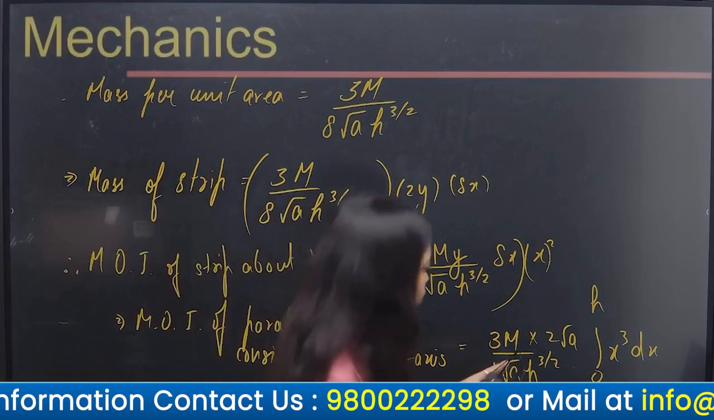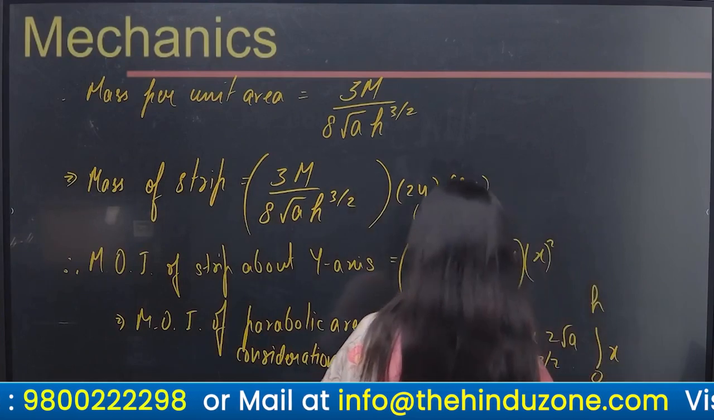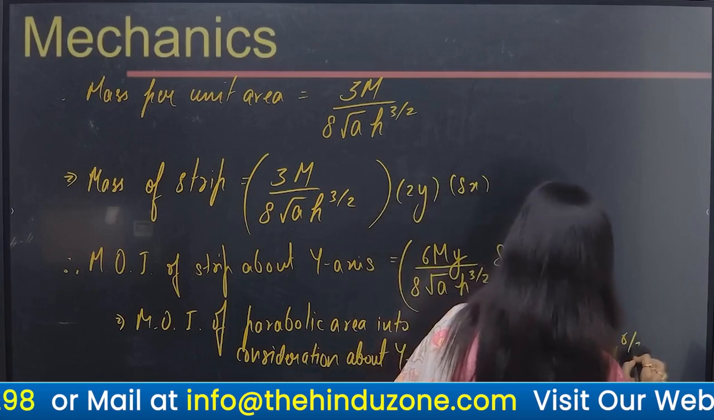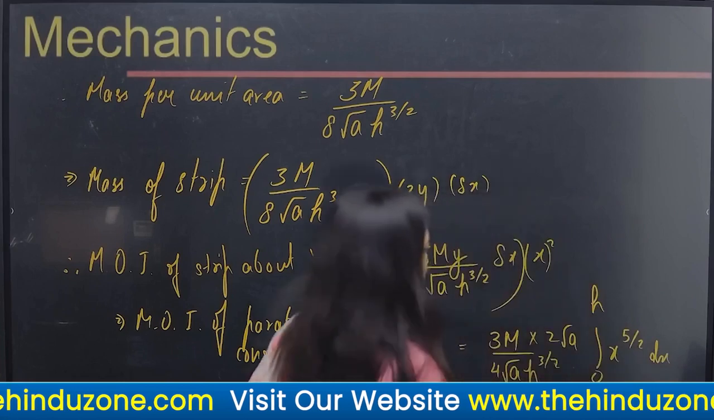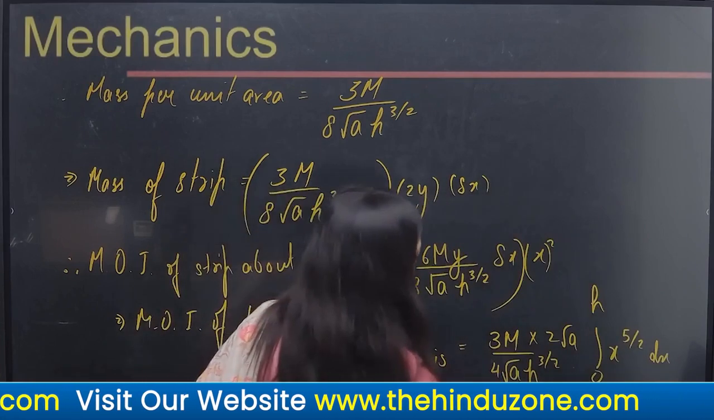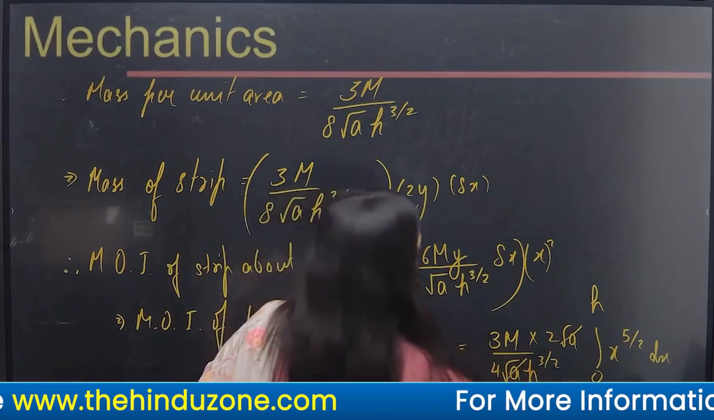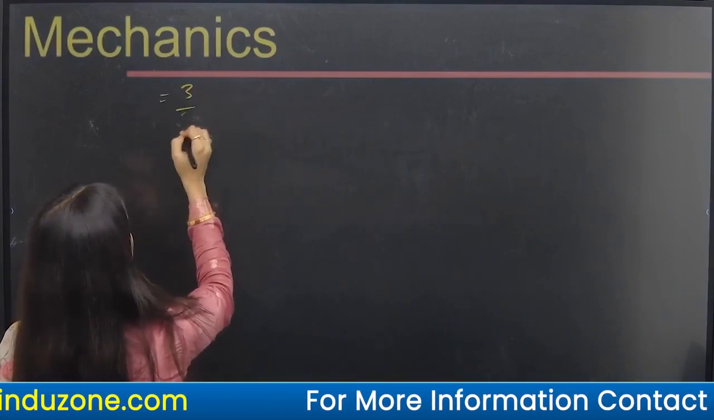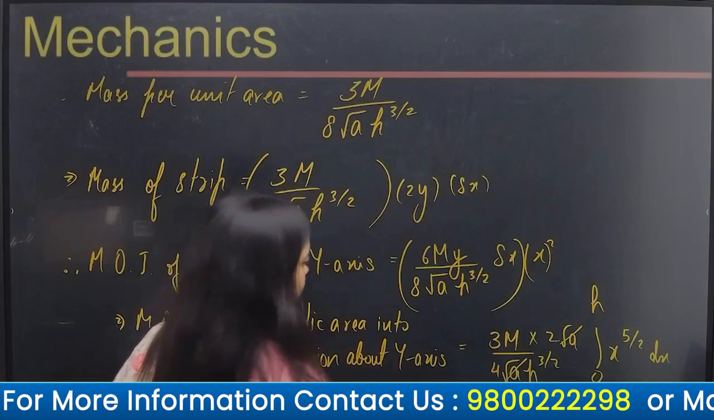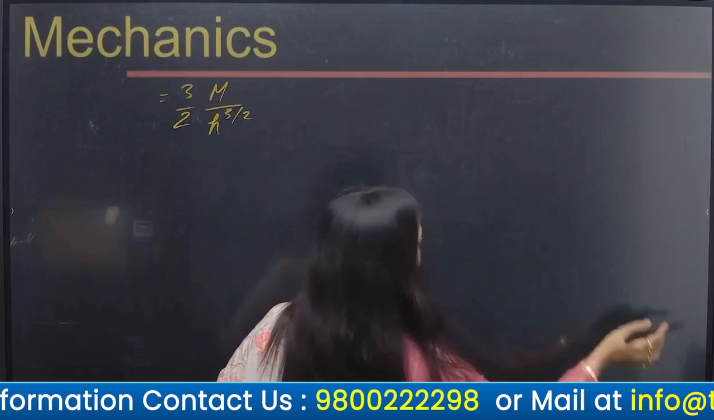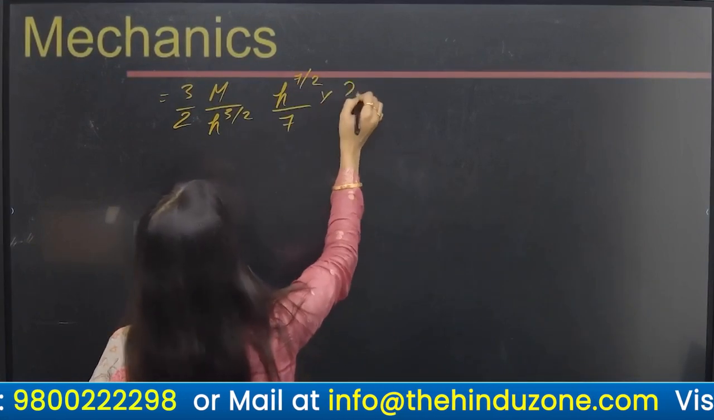Just a second. That was root x. Sorry, that was root x. 2 plus 1 by 2, that will be 5 by 2. So this is 3 by 2. This cancels with this. 3 by 2 m x raised to the power 3 by 2, h raised to the power 7 by 2 divided by 7 by 2.